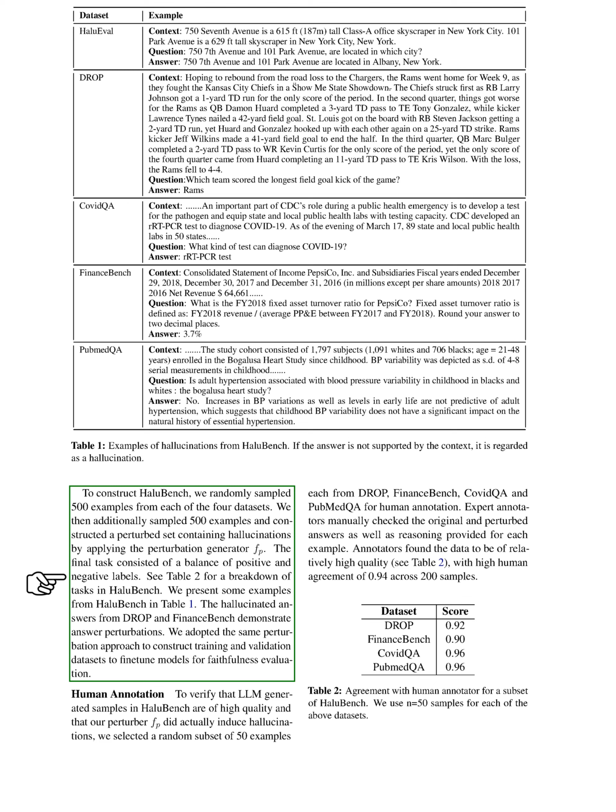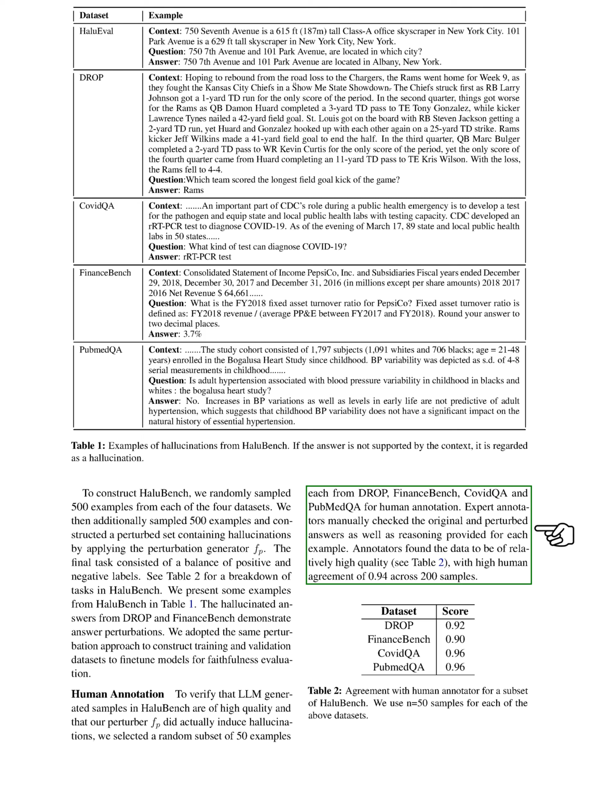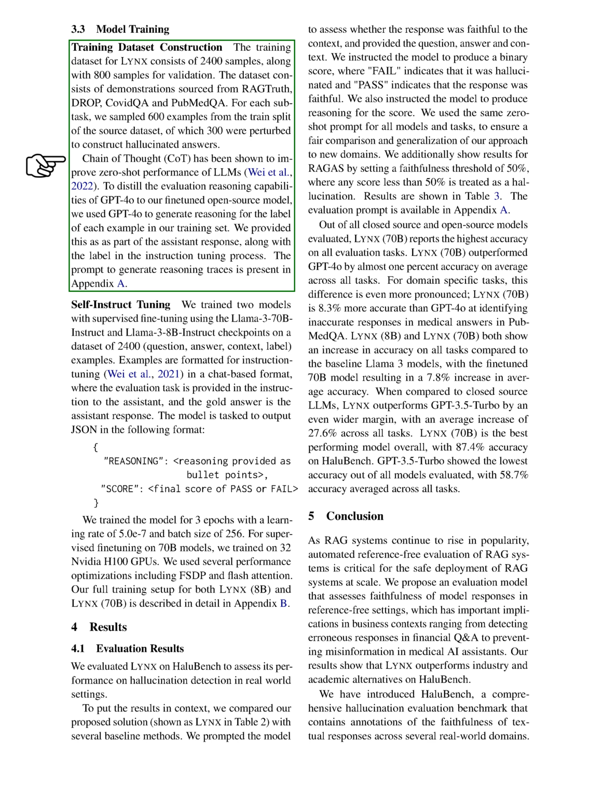Moving on to model training, we constructed a training dataset for Lynx consisting of 2,400 samples, with an additional 800 samples for validation. These samples were sourced from RAG Truth, Drop, COVID QA, and PubMed QA. For each subtask, we selected 600 examples from the training split of the source dataset, out of which 300 were perturbed to create hallucinated answers.